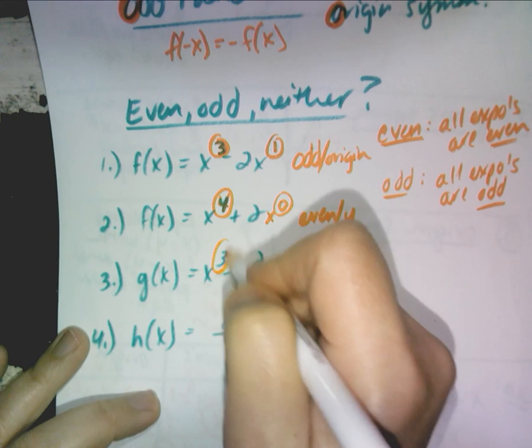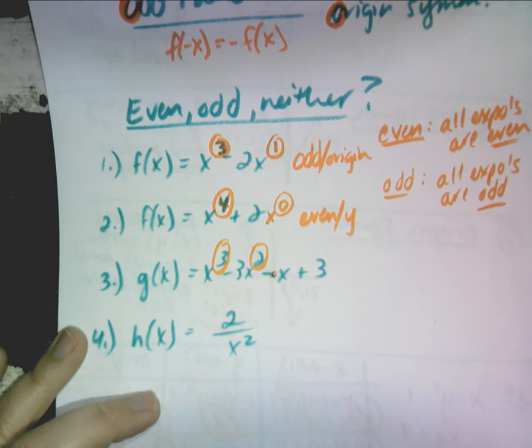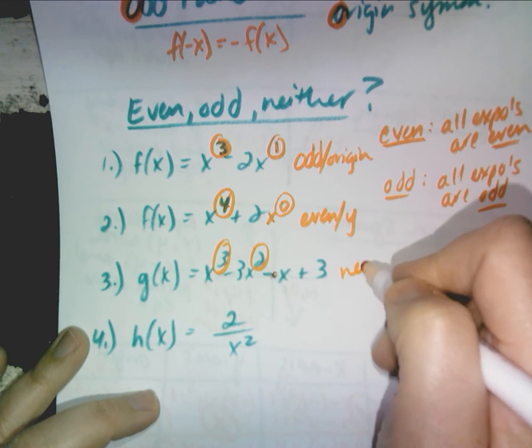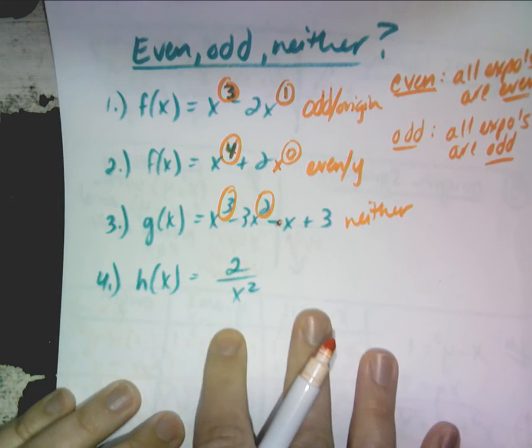All right, here's a 3. Here's a 2. I should just stop right there because I have an odd and I have an even. This one is. And then there's this one.